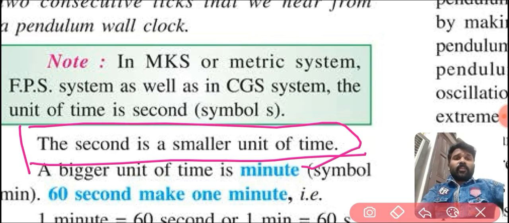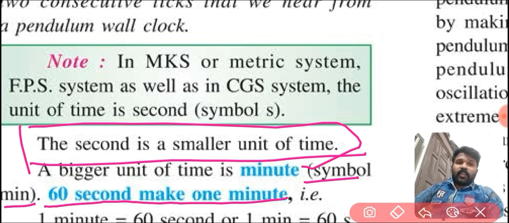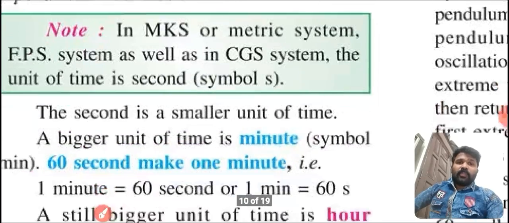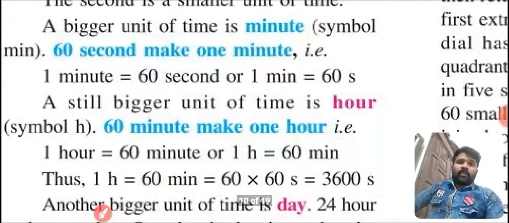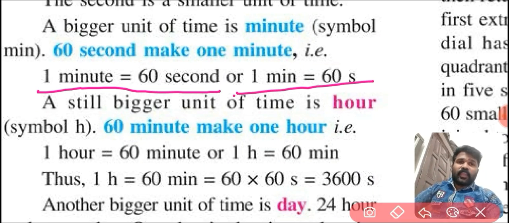A bigger unit of time is the minute. The symbol is MIN. 60 seconds make 1 minute. We know this point very well. Okay, we are familiar. So 1 minute is equal to 60 seconds, or 1 MIN is equal to 60 S.